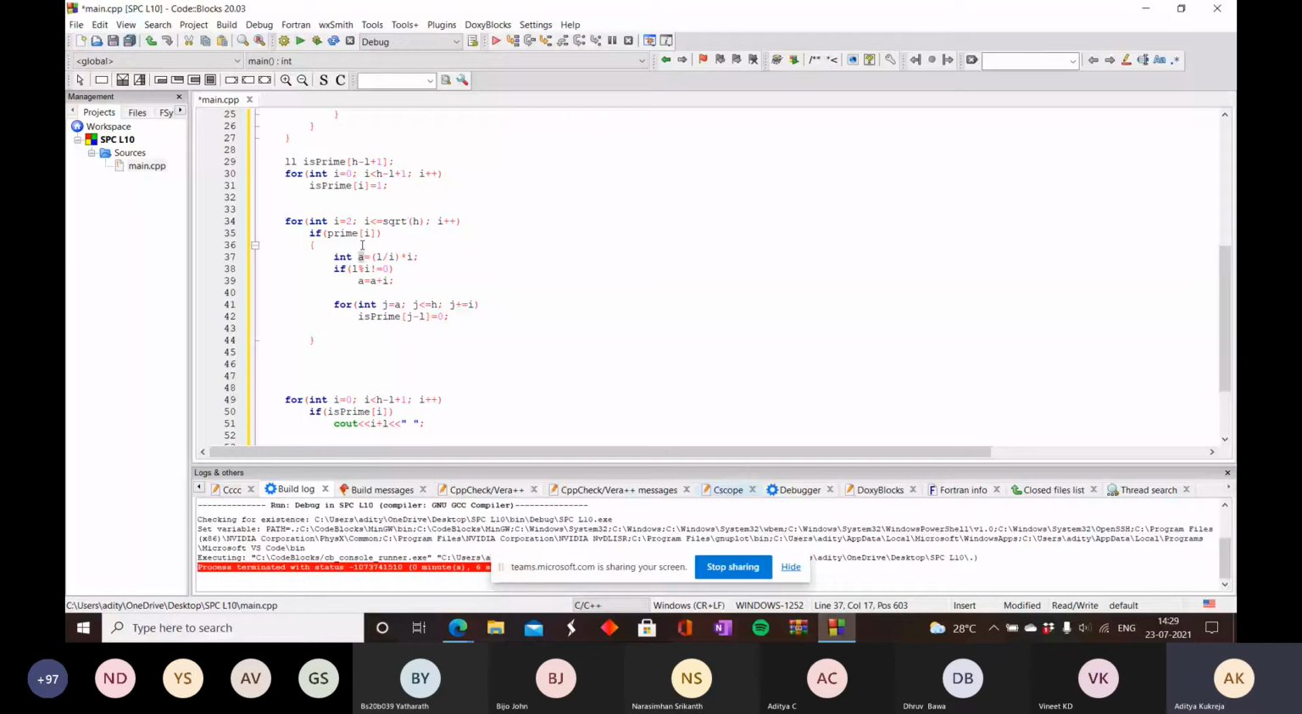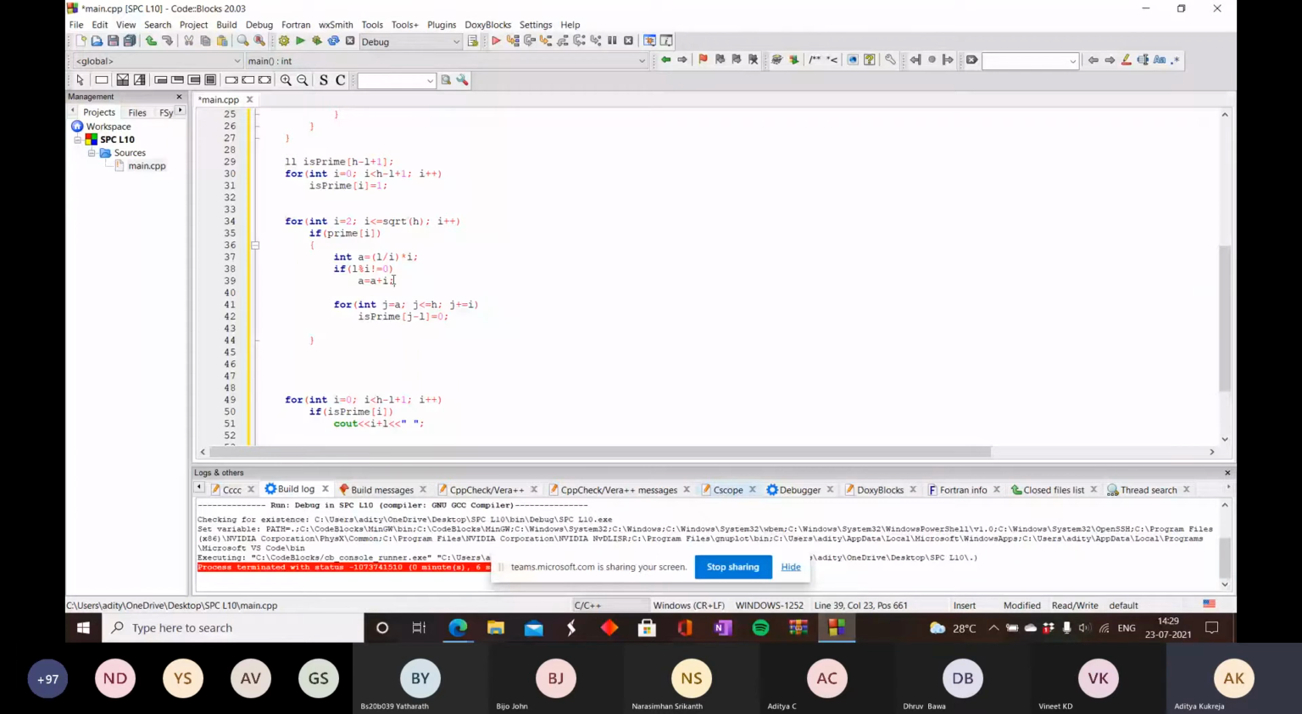So we first write L by I into I, and if L by I is not an integer, that means I does not divide L, it leaves a remainder. So then you have to increment it by I, because otherwise A would be less than L, but you need to make A more than L, because A should lie between L and H. So that's why you would add I to A.